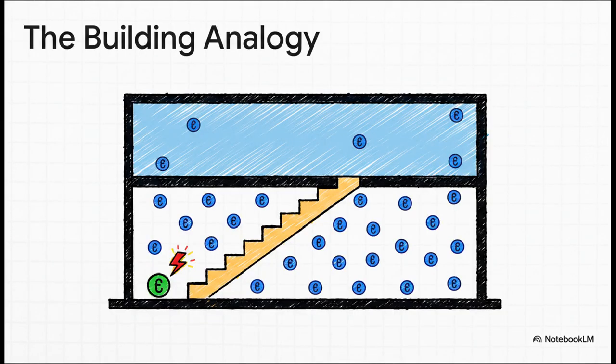And this brings us to that simple analogy. Just picture a building. The valence band is the ground floor. The conduction band is the top floor. And that band gap, that's just the flight of stairs an electron has to climb to get from the ground to the top. To climb stairs, you need energy. It's the exact same for an electron.